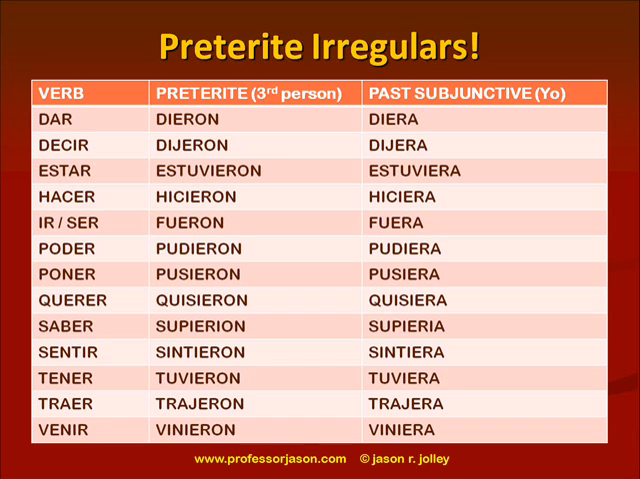Querer, for example, quisieron in the preterite, third person plural, would give us quisiera. Tener, another extremely common verb that gets used, tuvieron, tuviera. Okay, and finally, venir, I'm skipping a few here, but venir is vinieron in the third person plural of the preterite, and viniera in the yo form of the past subjunctive. Okay, so again, same formula. Start with a third person plural of the preterite. These just happen to be irregulars. Take off the on and add those endings that we have on the previous slide.